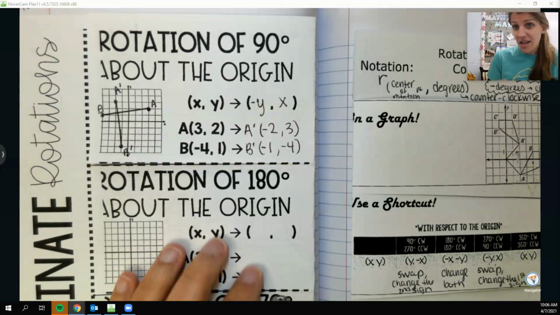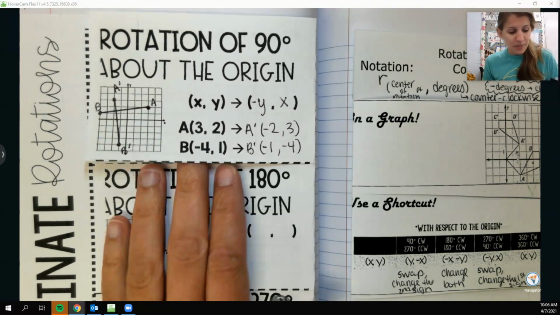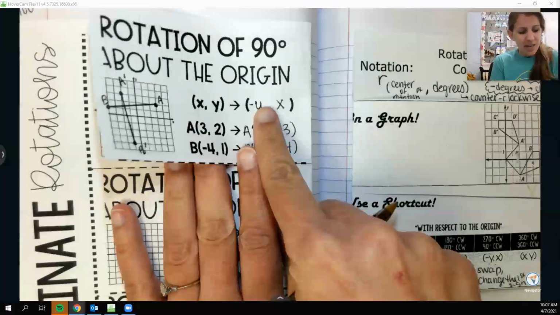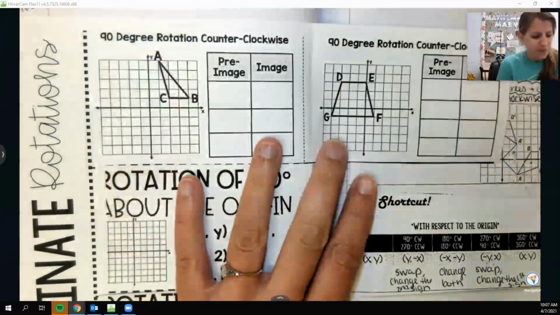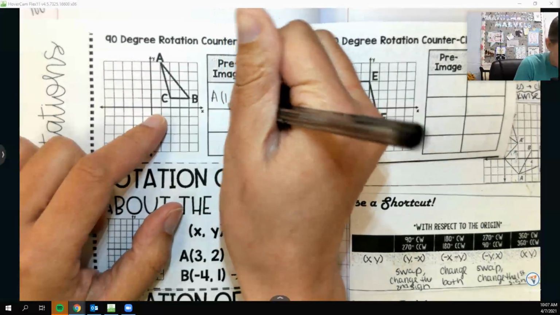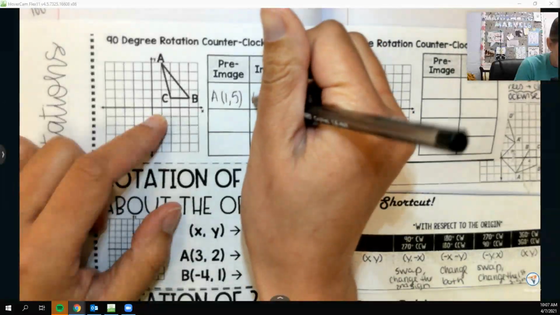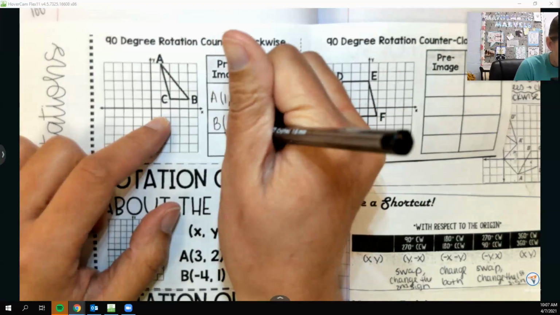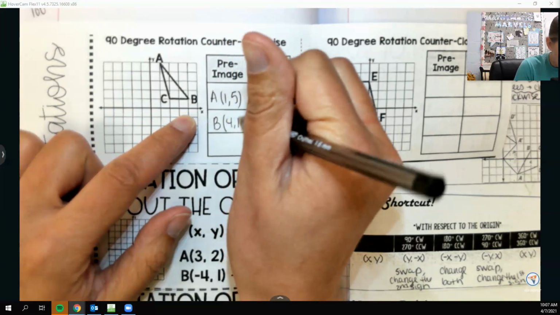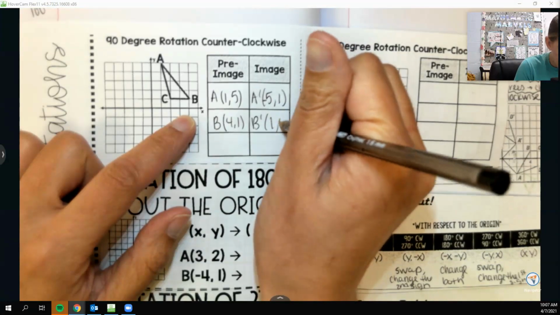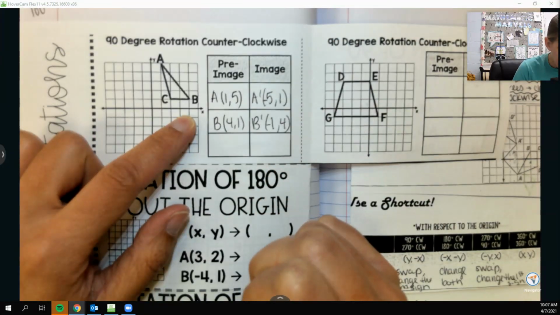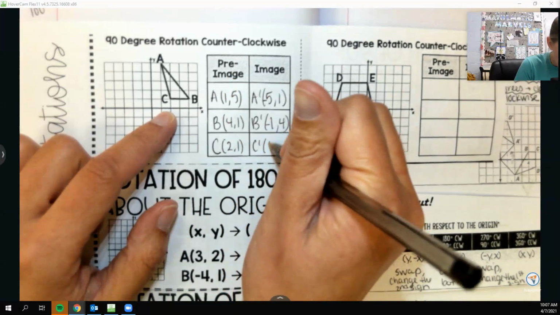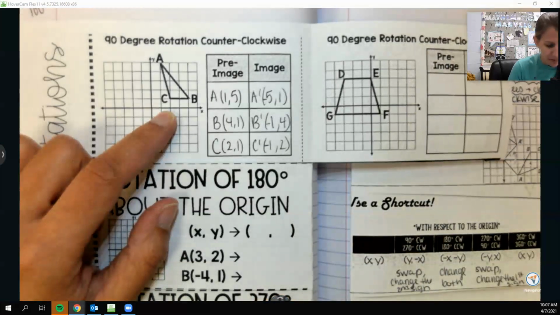All right, let's stay on that topic just so we get it really stuck in our brain. If we're going 90 degrees counterclockwise, we swap and change the sign of the first one. A is at (1, 5), so I swap and change the sign of the first one. B is at (4, 1), so for B prime, I swap and change the sign of the first one. And then C is at (2, 1), so for C prime, I swap and change the sign of the first one.